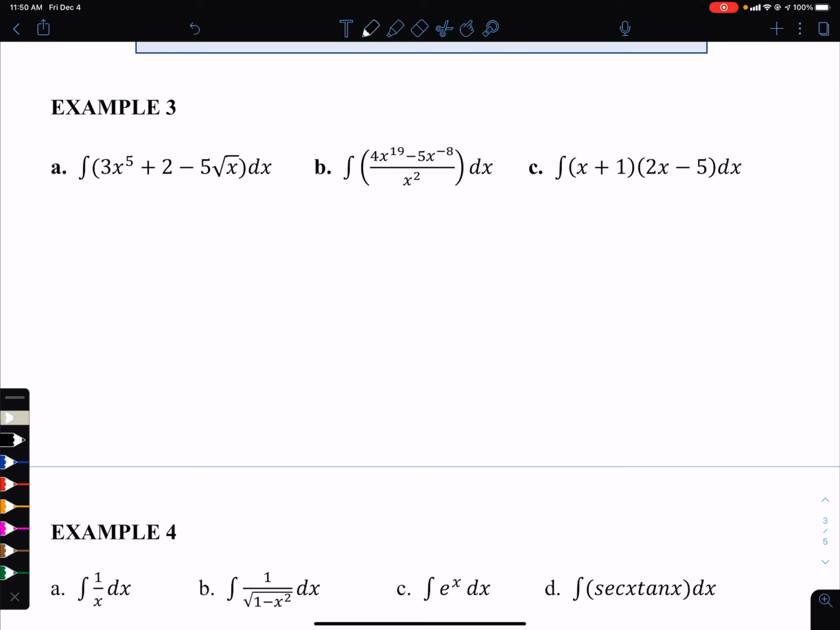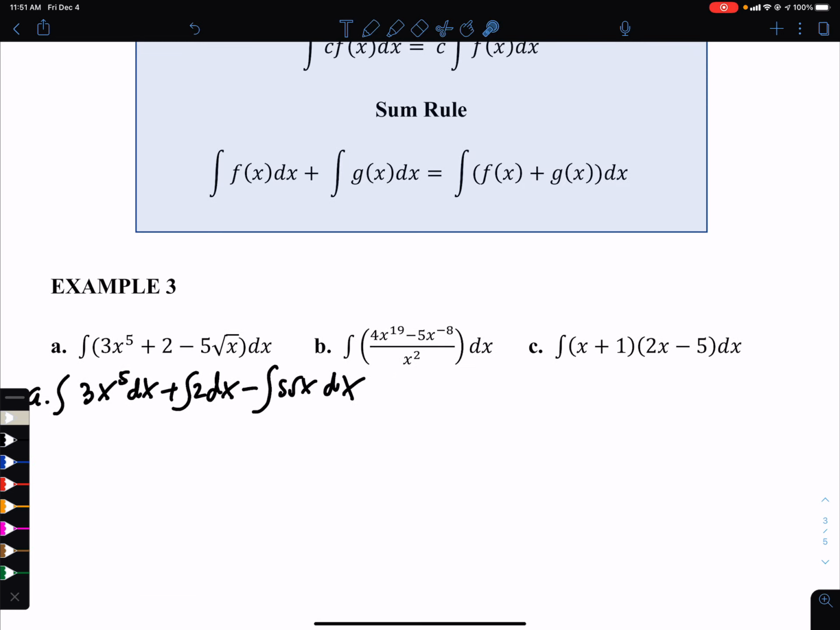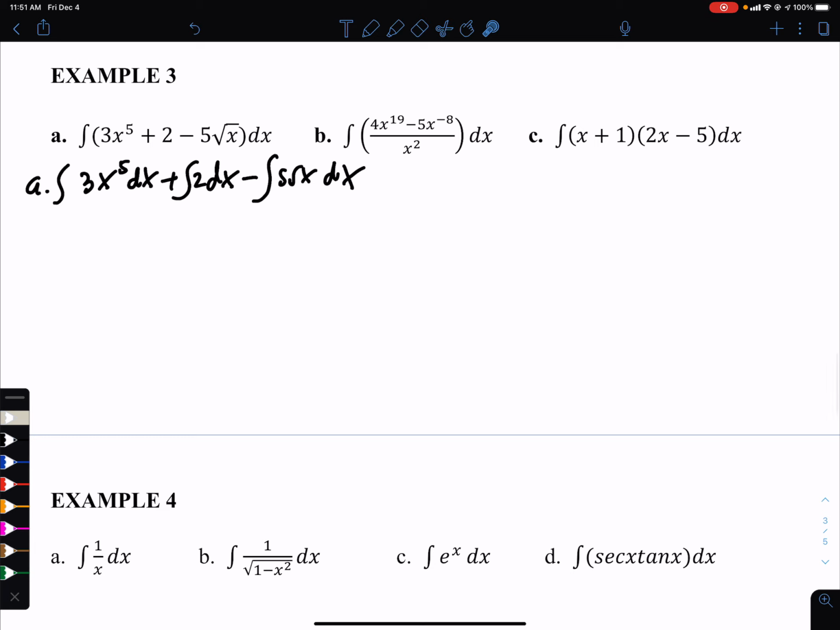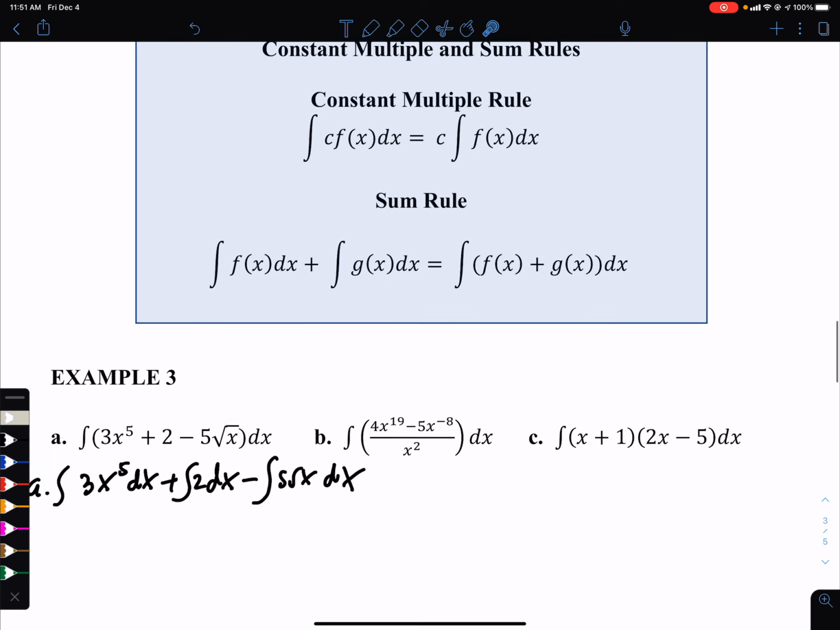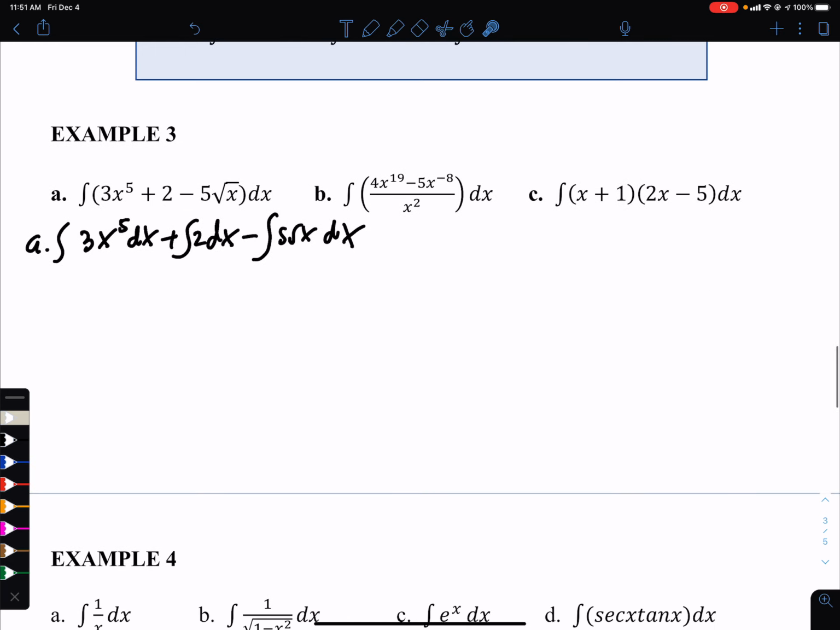So for A, I'm going to rewrite this like this. And I'm applying the sum rule. I can take a bunch of things that are added or subtracted and separate it to each individual integral. Okay? Now the next rule, I'm going to apply the constant. If I have a constant inside, I can pull it out in front. So what I'm going to do is bring the 3 out in front. And take the 5 out in front. And I'm going to write that to half power. And all these have dx's.